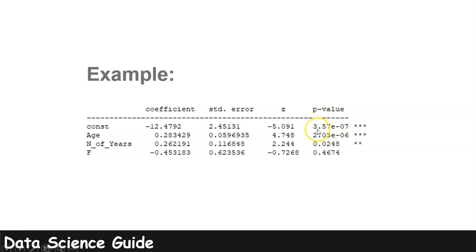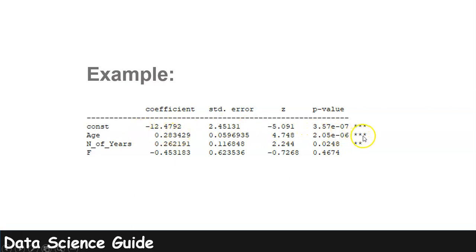If you look at this value, forget the constant, sorry, let's go to the second value here, the age. This is the age, and you see it's 2.05 E minus 06. This is a scientific number. That means this value is really very small. It's 0.0000 something. So it's much lower than 5%. And that's why this is very significant. So age is very significant.